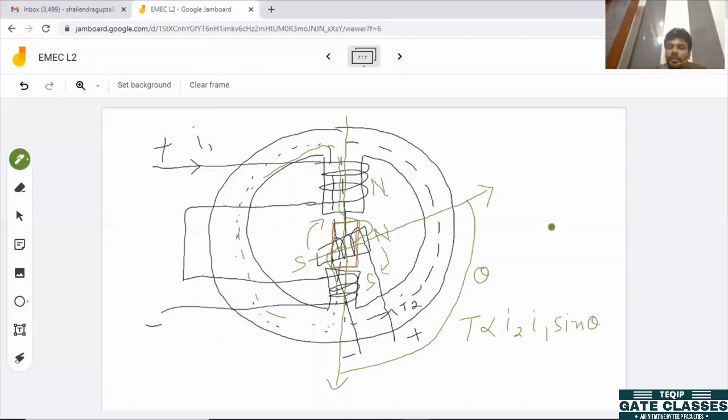So theta is also called the load angle. So if theta is 90 degrees, then it is maximum. If theta is 0, then the electromagnetic torque will be 0, because both excitation or both magnets have aligned with each other.